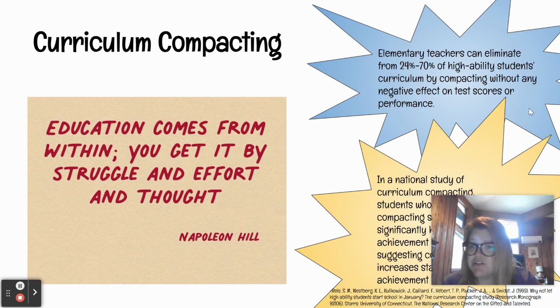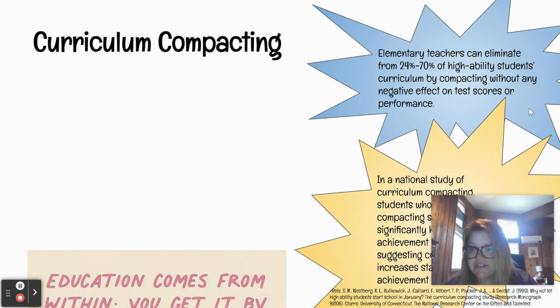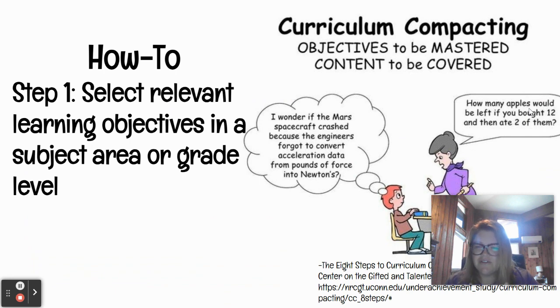Studies have found that elementary teachers can eliminate 24 to 70% of high ability students' curriculum by compacting without any negative effects on their test performance or scores. So some students can have up to 70% of their information compacted or just not even have to learn about it, and they're still fine because they already know 70% of the content. And that's a hard thing to grasp.